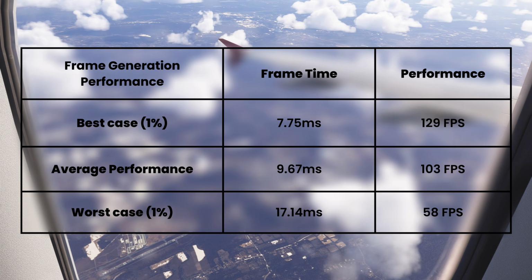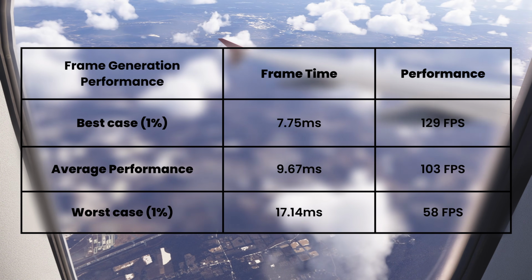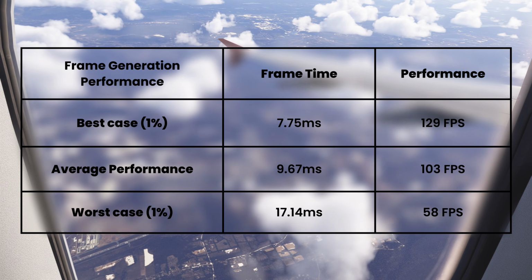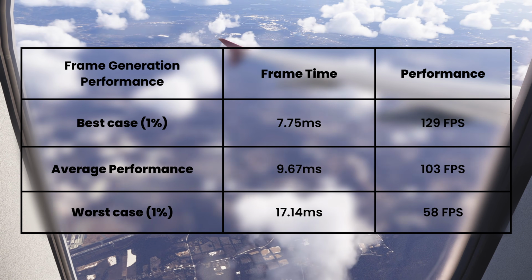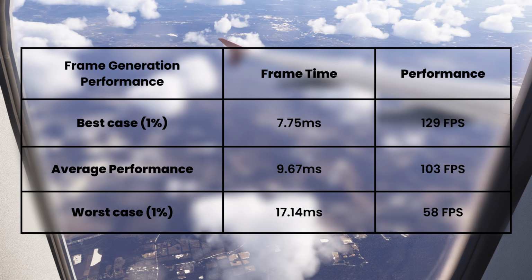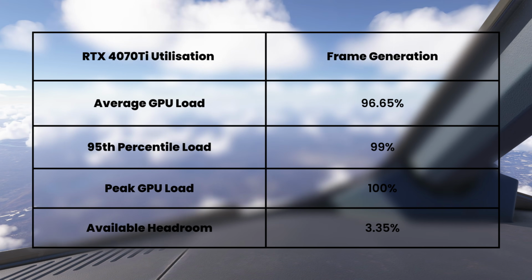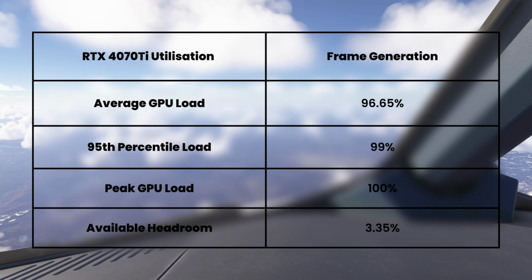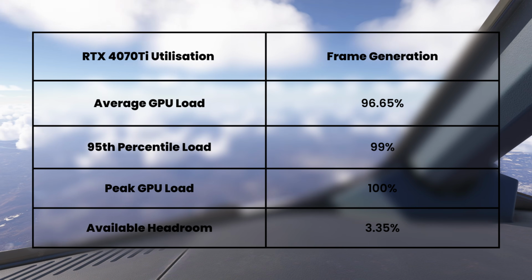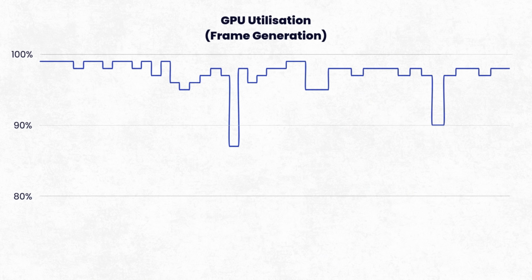What we noticed was that while the best 1% of frames were rendering in just 7.75 milliseconds, or around 129 FPS, the worst 1% took 17.14 milliseconds, dropping the average FPS to 58. In addition to this, when we looked at our GPU utilization, Frame Generation consistently pushed the RTX 4070 Ti to 96.65% utilization. The graphics card was running at near maximum capacity almost constantly.